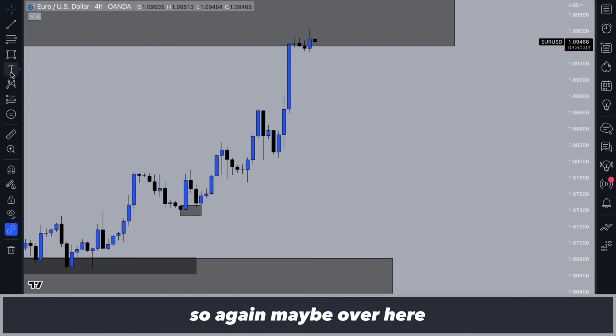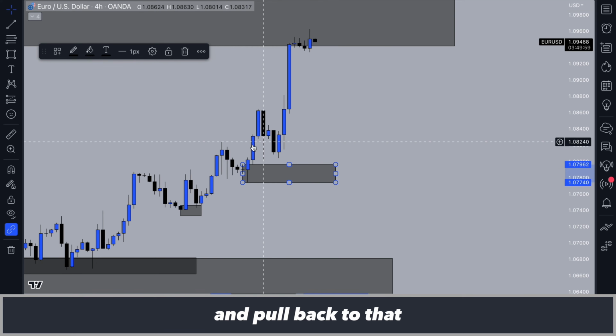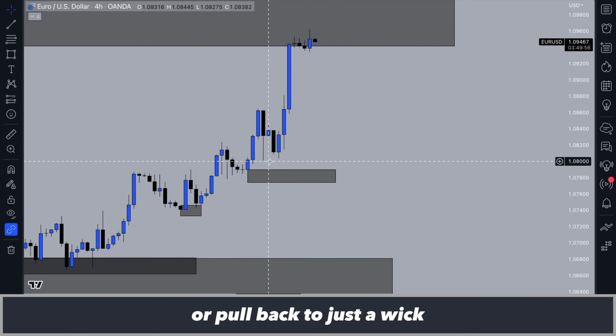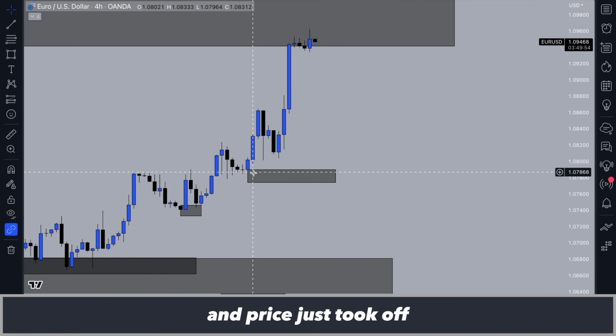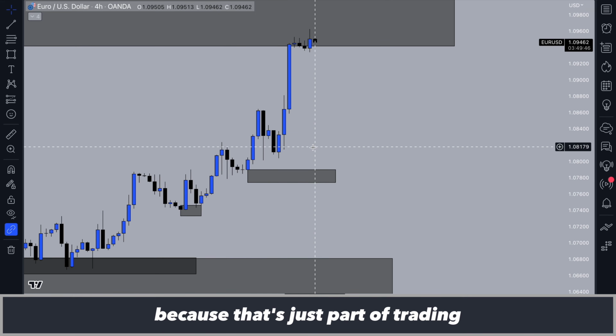So again, maybe over here, what you could have been looking for is either this whole demand zone here, and a pullback to that, or a pullback to just a wick. But we didn't get a deep enough pullback and price just took off. So sometimes you will miss trades, but that's fine because that's just part of trading.